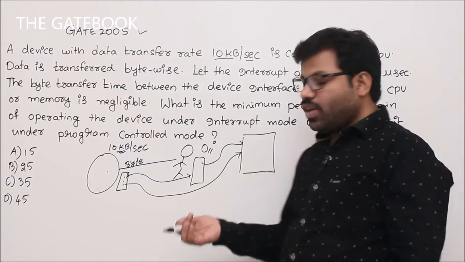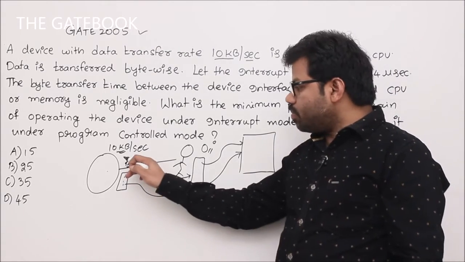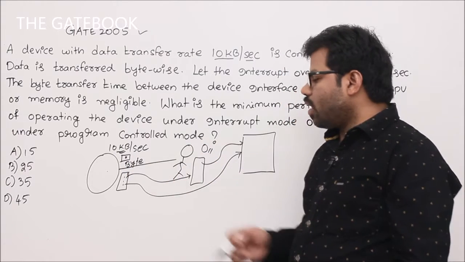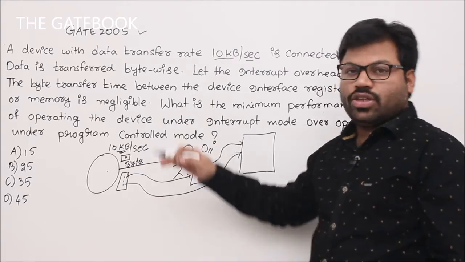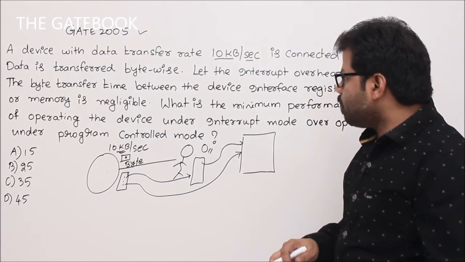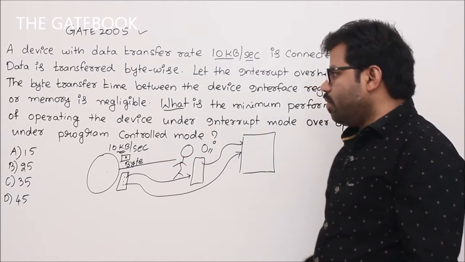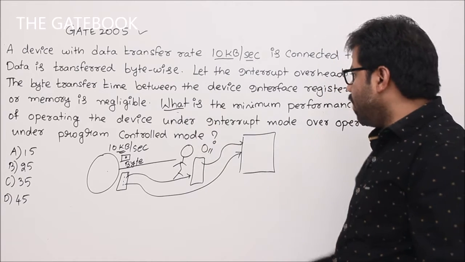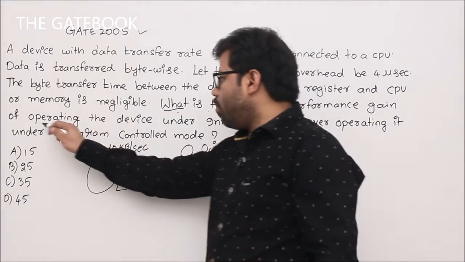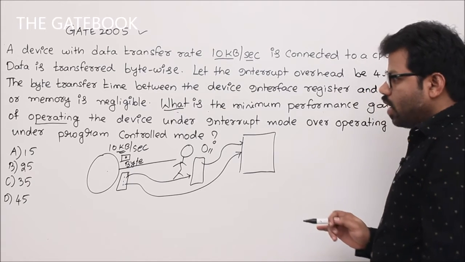But then where you spend most of the time is the question, right? In program driven IO, the time we spend is just polling, right? Because recall program driven IO. However, I know the question. You also read the question completely, then you understand the question first. See what the question is, so that you can understand my motivation for talking about the time requirements. In the question they have mentioned: what is the minimum performance gain of operating the device under interrupt mode over operating it under program control mode.